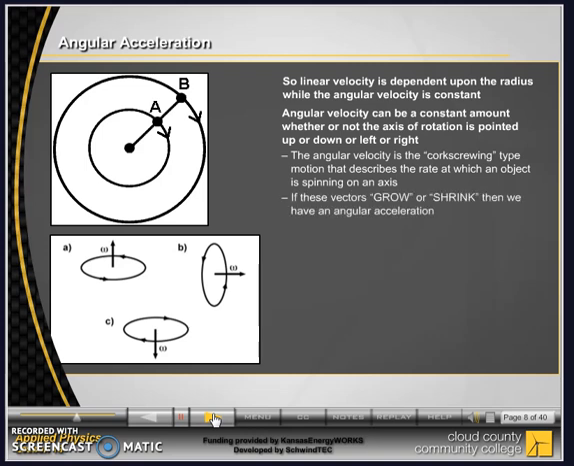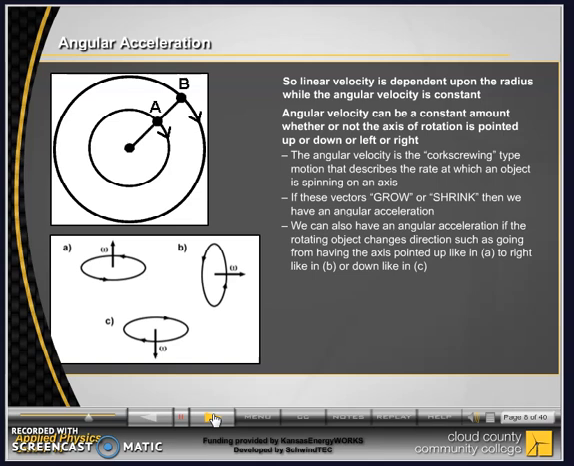If these vectors grow or shrink, then we have an angular acceleration. We can also have an angular acceleration if the rotating object changes direction, such as going from having the axis pointed up like in A to right like in B or down like in C. This would be a directional change and not a magnitude change, but nonetheless it is still a change in angular velocity and hence an angular acceleration.